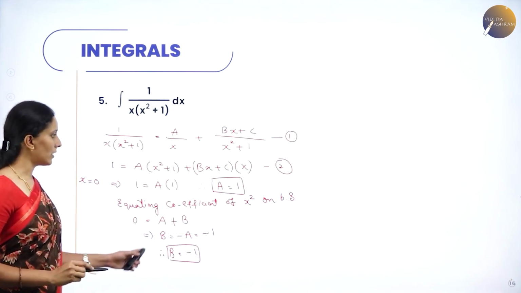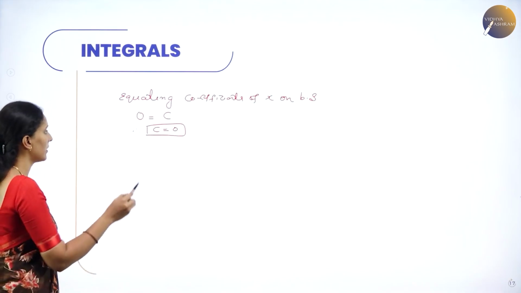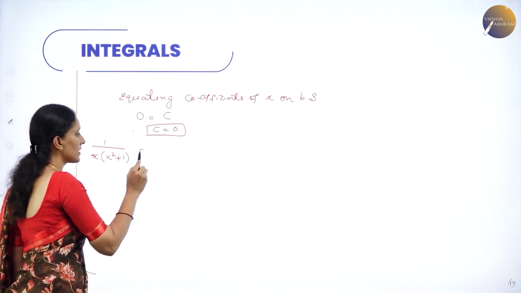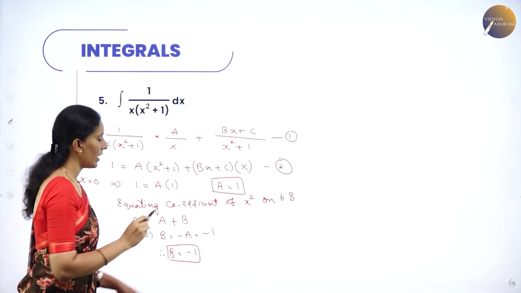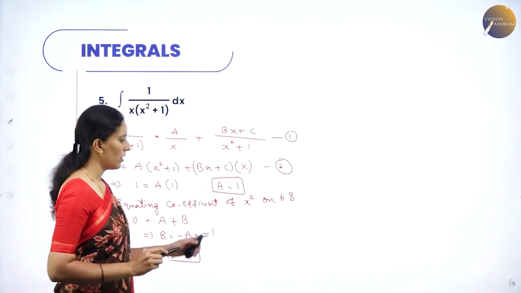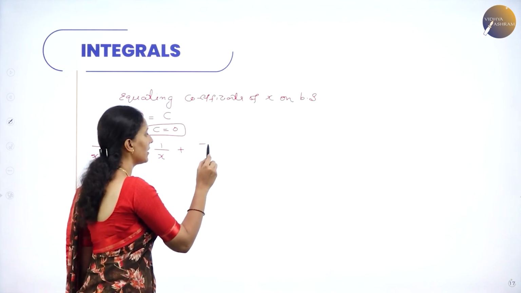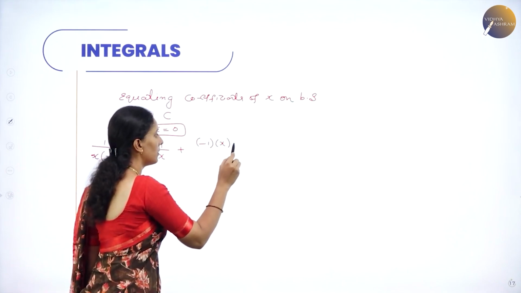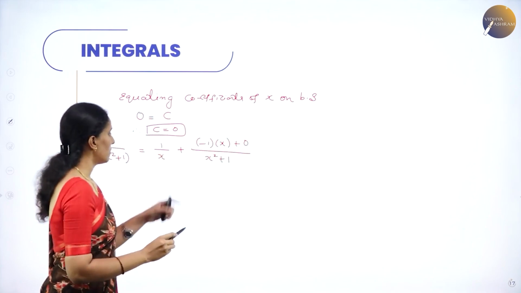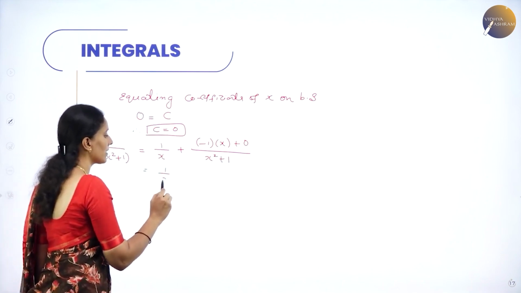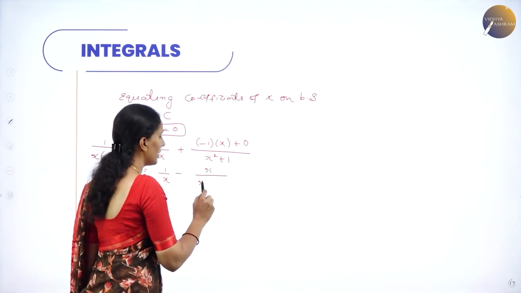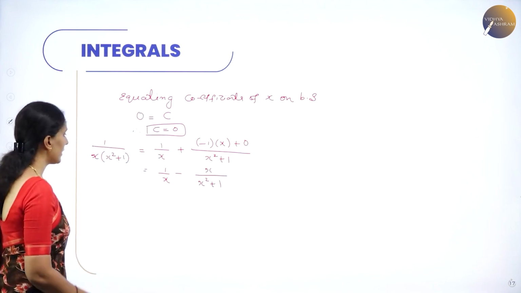Now we got all the three terms here, so let us write it. 1 divided by x into x square plus 1 can be written as A by x. What is the value of A? 1. So it is 1 by x plus, value of b is minus 1 and value of c is 0, so it is minus 1 into x plus 0 divided by x square plus 1. So this can be written as 1 by x minus x divided by x square plus 1. Let us integrate on both sides.